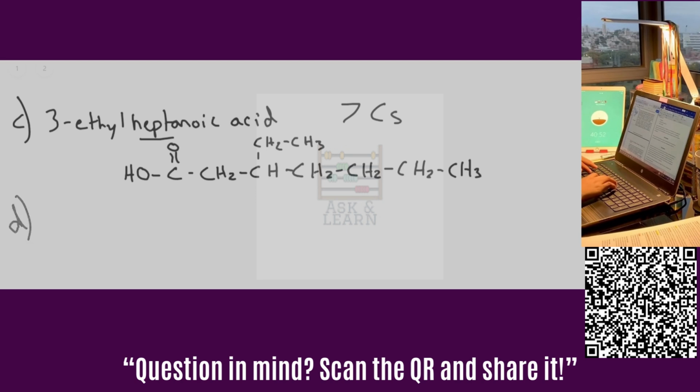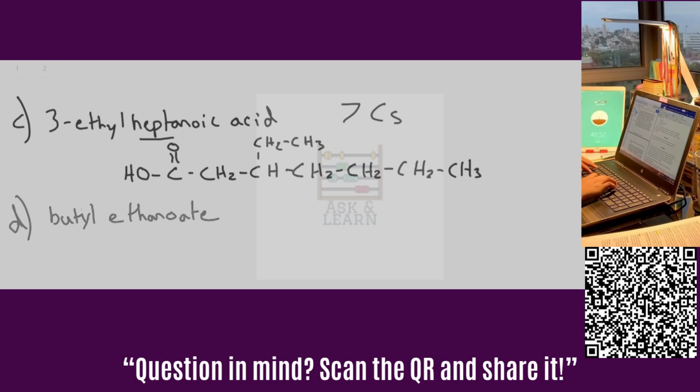Let's move on to part D, where we're given butyl ethanoate. And as we mentioned for part B, the part that's connected to the oate is the part that's connected to the double bonded oxygen.